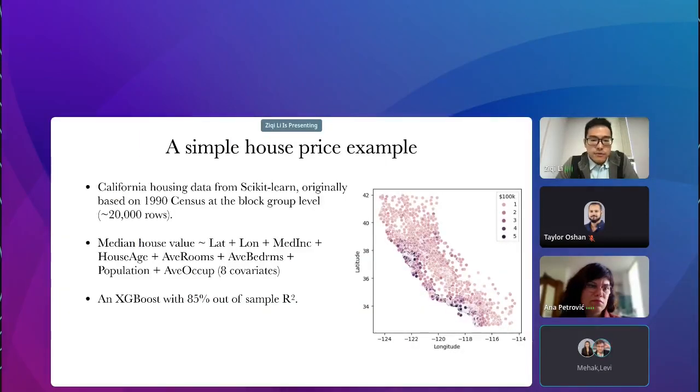So lastly, I just want to show a very simple empirical example. There's no particular reason to choose this example, it's just for convenience. I can directly get this from Scikit-learn, and also with latitude and longitude. So this particular data is from the census where there are 8 covariates, trying to predict the median house value for a block group in California. And for this particular model, I just chose one which is gradient boosting with 85% out-of-sample R-square value.